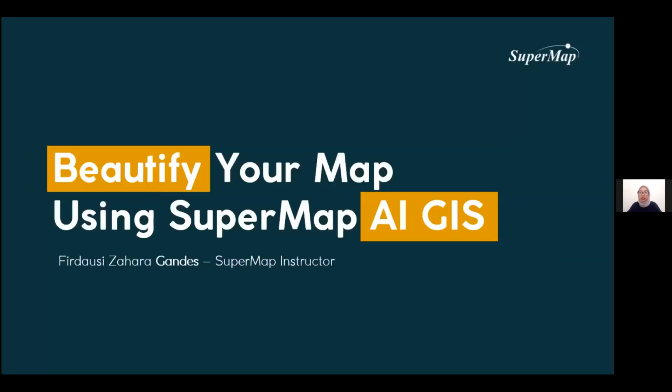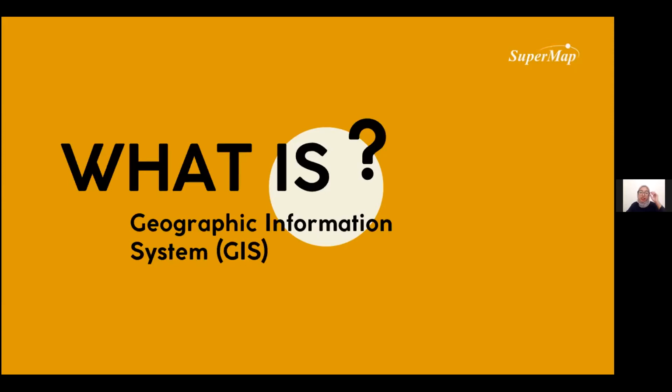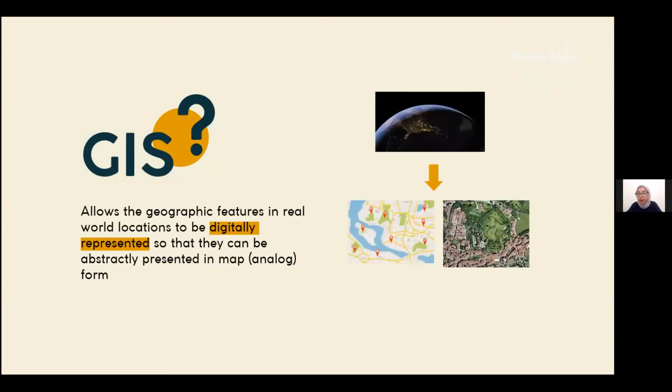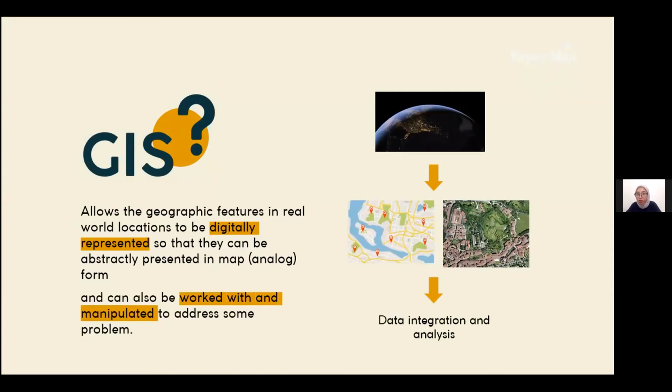The title of our webinar today is Beautify Your Map using SuperMap AI GIS. So I will introduce you to one of the SuperMap AI technologies, precisely AI cartography. Let's start with the definition of the Geographic Information System, or GIS. GIS allows users to retrieve the digital representation of geographic features in real-world locations, not only the visualization but also integration with other data, manipulation, and analysis in order to address problems.